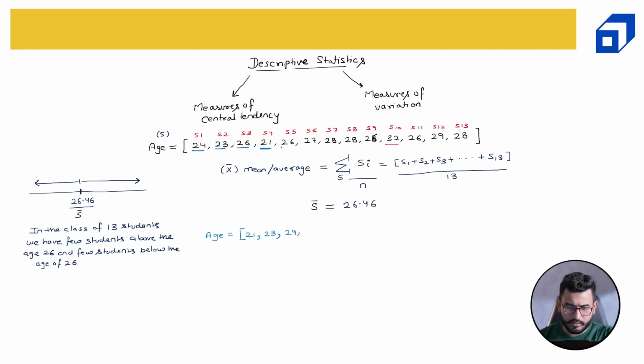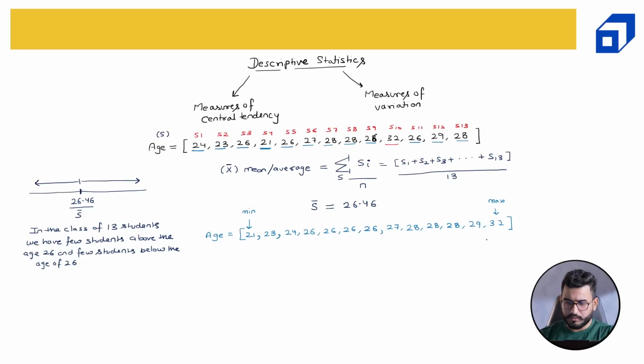We have 126, 226, 326 and 426. So 26, 26, 26, 26. Then we have 127 and only 127. Then we have 28, 28, 28, 28, 28, 28. Finally, we have 129 and 32. So all I have done is just rewritten all the ages of all the 13 students in ascending order, where this is the minimum age and this one is the maximum age.